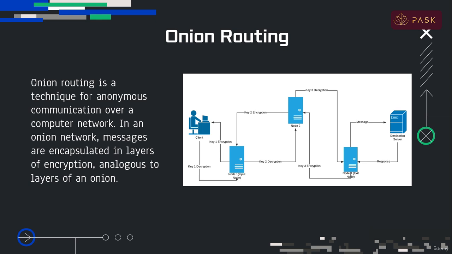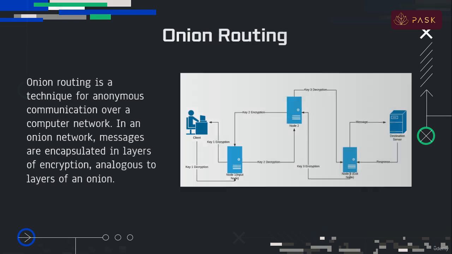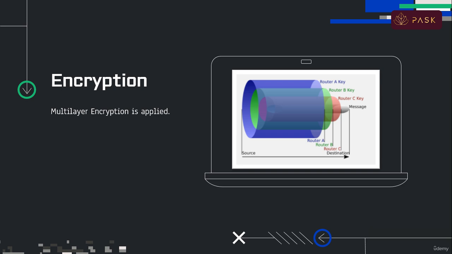When a user visits a website on the dark web, their request is encrypted and passed through a series of relays, each of which adds an extra layer of encryption. This multi-layer encryption is what gives Tor its onion-like structure.